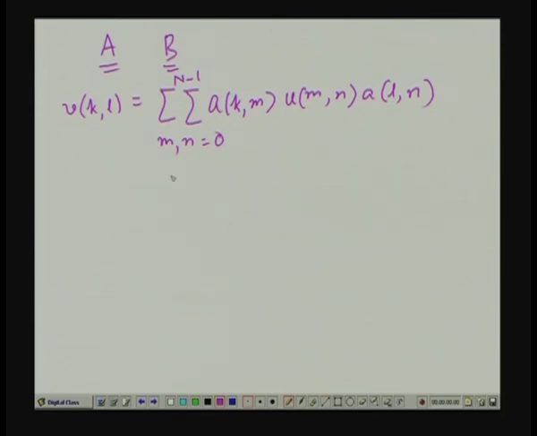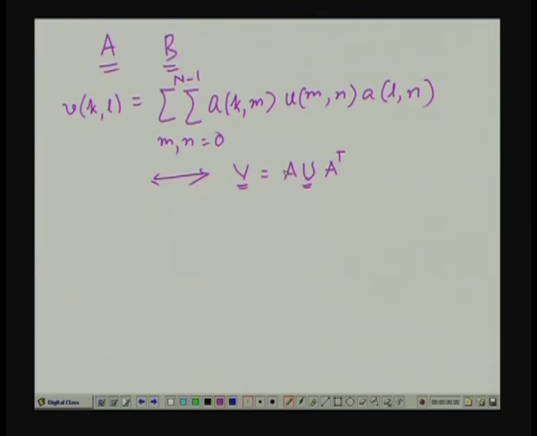And in matrix form, this equation can be represented as V equals A U A transpose, where U is the input image of dimension capital N by capital N, and V is the coefficient matrix, again of dimension capital N by capital N, and the matrix A is also of dimension capital N by capital N.